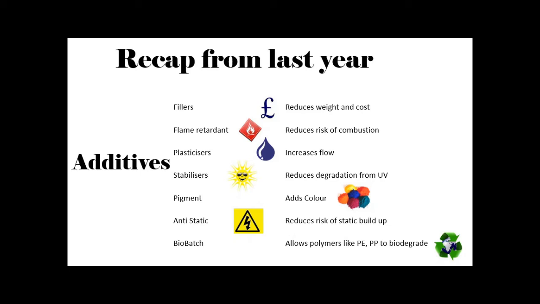Anti-static, that stops the buildup of static electricity, because the reason why some plastic products attract dust quite a lot is because it's just quite staticky. So what they do is anti-static adds a little bit of moisture to it, so dust can't stick to the surface. And then biobatch, that allows things like PE and polypropylene to be able to biodegrade quite easily. So those are the main additives. We will look at additives in more detail in a separate recap, but those were the main ones and what they do.